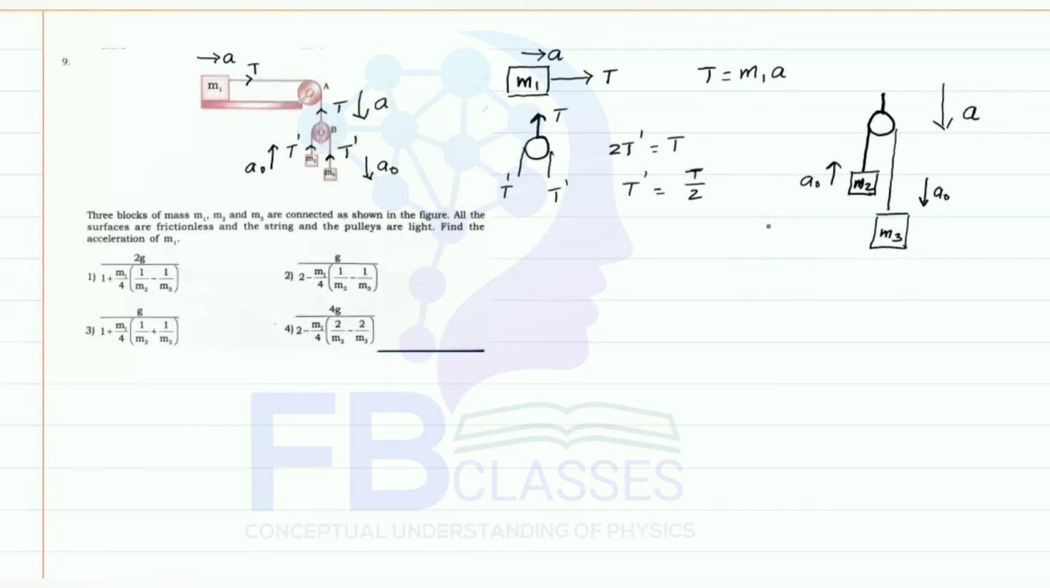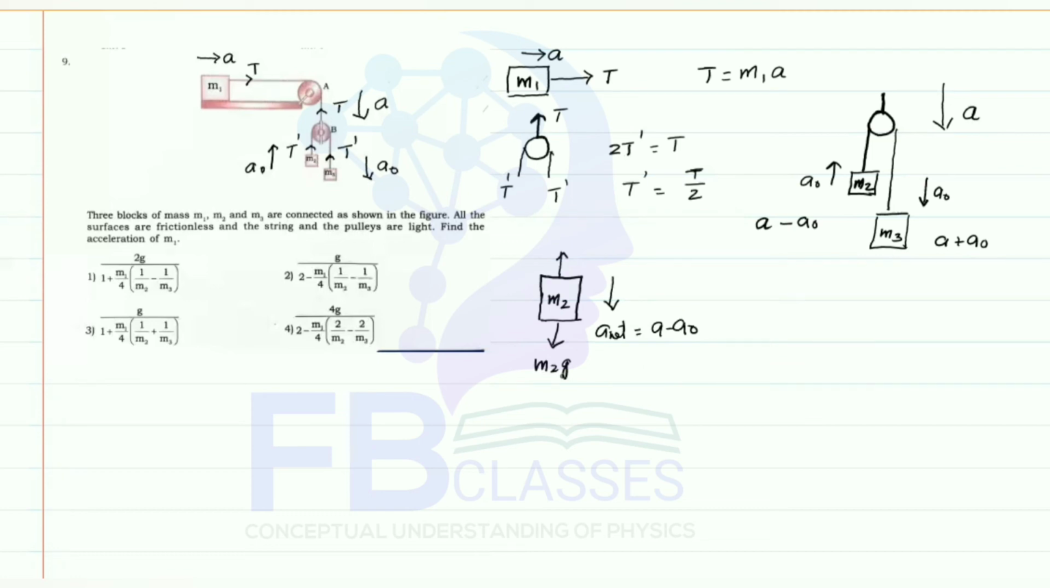So I am going to write a net for the M2 block. So a net for the M2 block is a minus a naught. In a similar manner, M3 block is a plus a naught. Now I am going to draw the free body diagram for M2 block. So upward is tension and downward is weight, that is M2g. So total acceleration is a. Yes or no? So here I am going to write a net. A net is equal to a minus a naught.